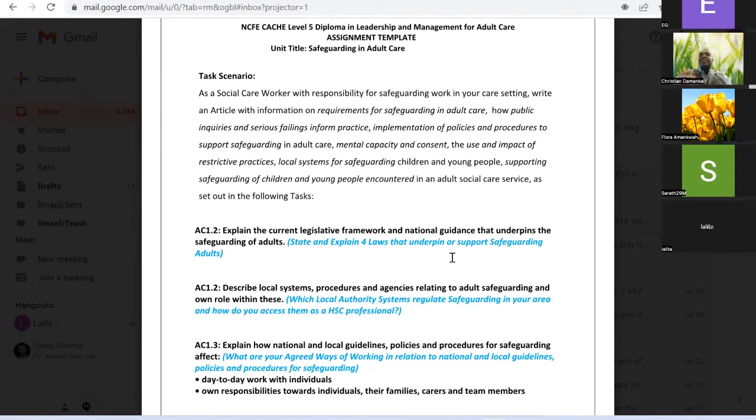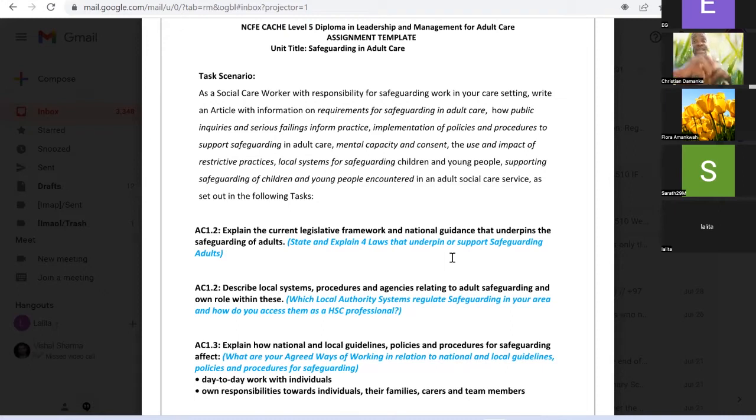Then the safeguarding lead of your workplace will escalate the issue to the local safeguarding board, which is within the local council in your area. And then the local safeguarding board, if they see that it is beyond them, will involve the Metropolitan Police.